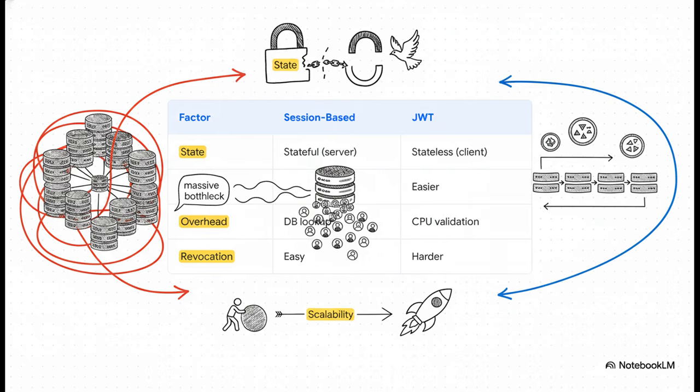Sessions are stateful. The server has to remember you, and it usually does that in a central database. And as you get millions of users, that one database becomes a huge bottleneck. JWTs, on the other hand, are stateless. The server doesn't have to remember a thing. All the info is in the token itself, which makes scaling up a breeze.